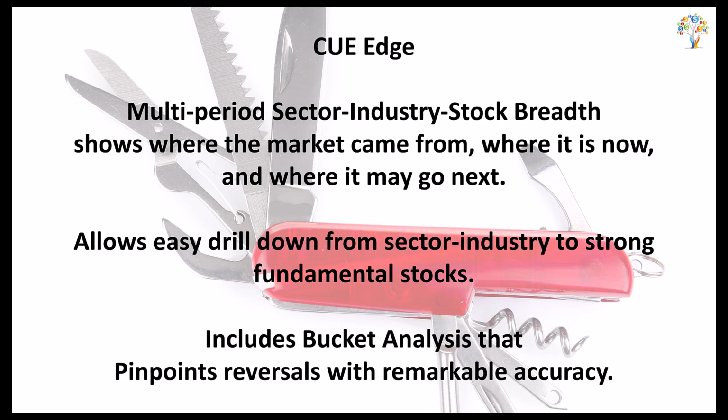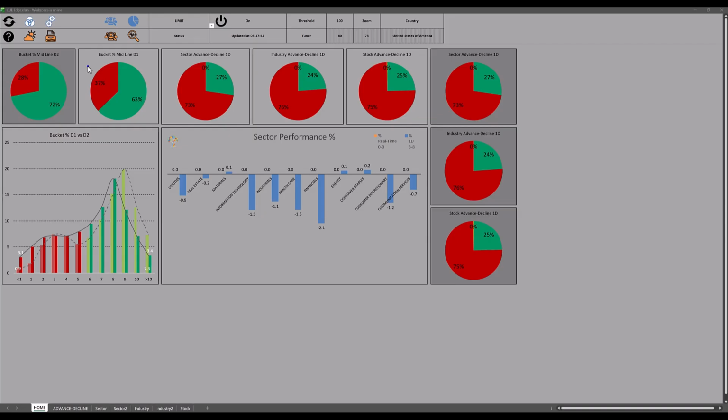Our fourth dimension analysis is about sector industry stock breadth using Q Edge. It shows the sector industry scorecard in real time and allows easy drill down to strong fundamental stocks. It also has bucket analysis, which pinpoints reversals with remarkable accuracy. Bucket analysis from Q Edge shows 63% of stocks in Q Edge, that is S&P 1500, are above mid-Bollinger Band. That is bullish. Only 3.4% of stocks are above upper Bollinger Band. Therefore, it is not overbought.